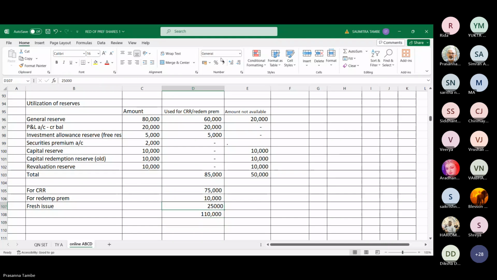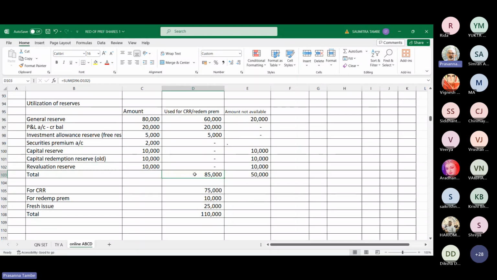Sir, can you please explain this process once again? Which part? The first part of the table or second part of the table, lower part of the table? Yes, sir, lower part. Okay. See, for CRR as well as redemption premium, we have total 85,000 balance available out of reserves. Have you understood this part? Yes, sir. Okay. Now 85,000, how we are going to distribute?